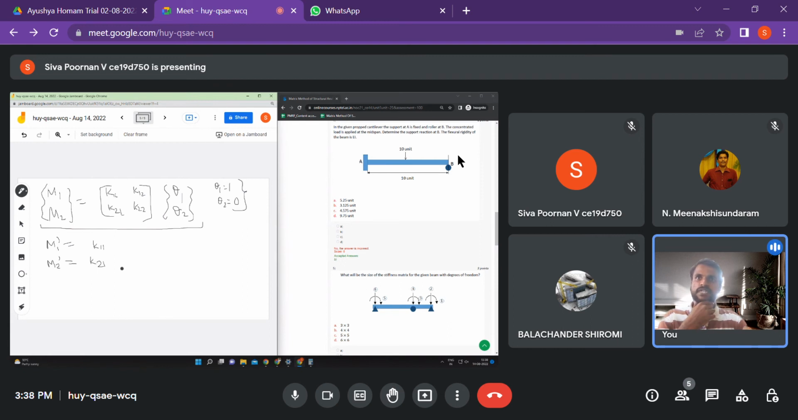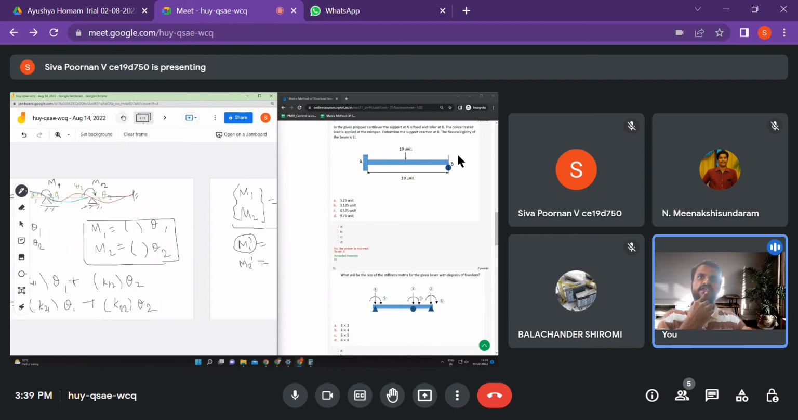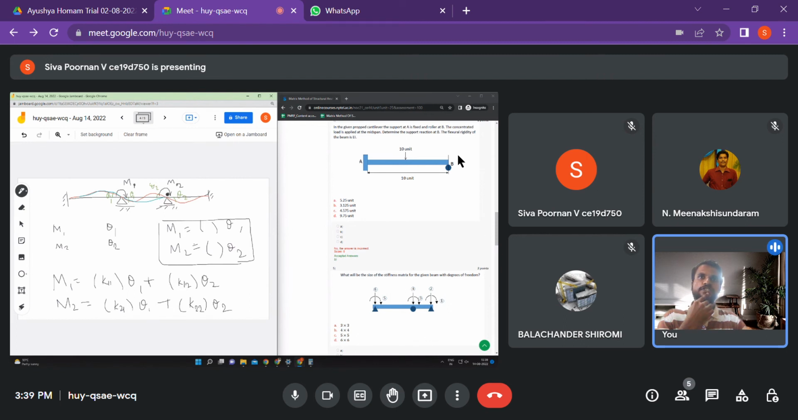What this actually means is that k11 is nothing but the moment that is produced or needed to make theta 1 equal to 1 and theta 2 equal to 0. Is it not? That's what it means. So k11 is that moment m1 dash such that theta 1 equal to 1 and theta 2 equal to 0. When will that happen? It will happen when I enforce theta 2 equal to 0.